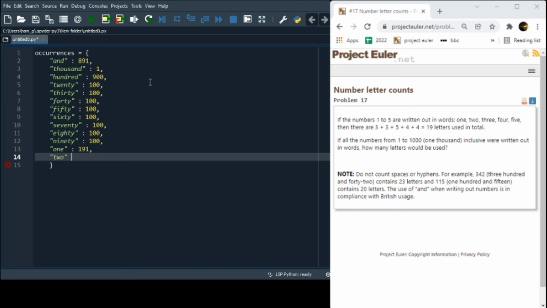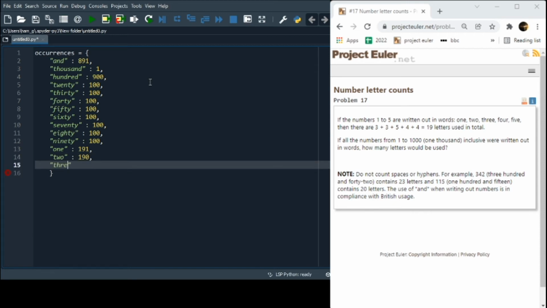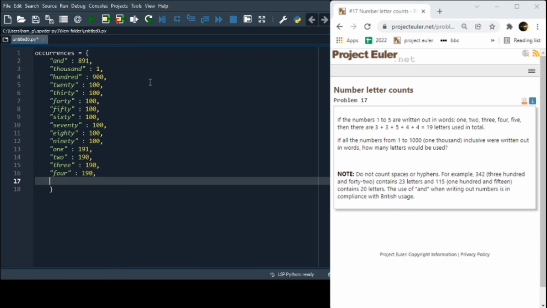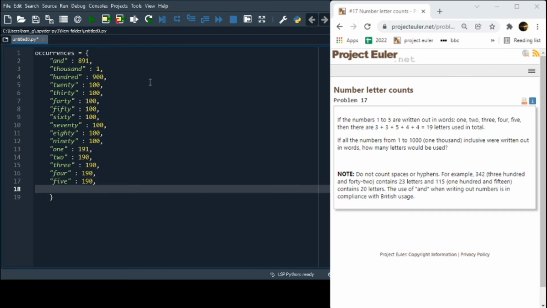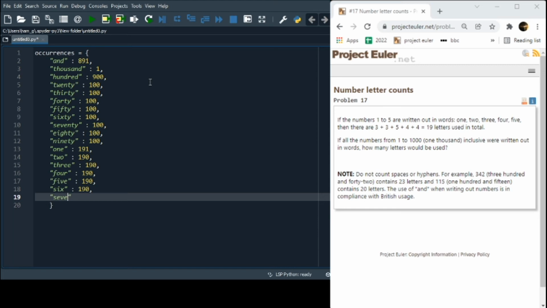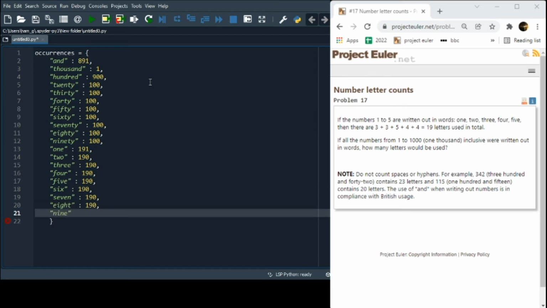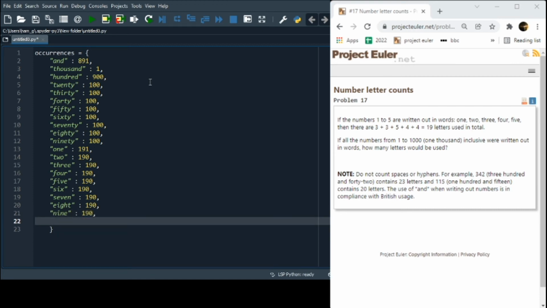And I think all the other numbers, up to and including 9, will just be 190. So 2, 190, 3, 190, 4, 190, 5, 190, 6, 190, 7, 190, 8, 190, and 9, 190. Now 10 to 19, I think these only appear 10 times each.